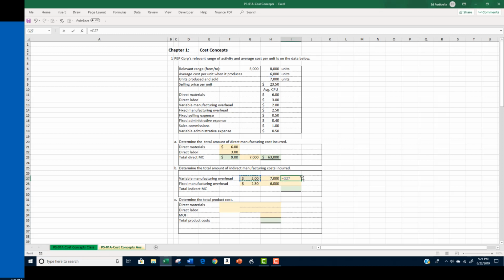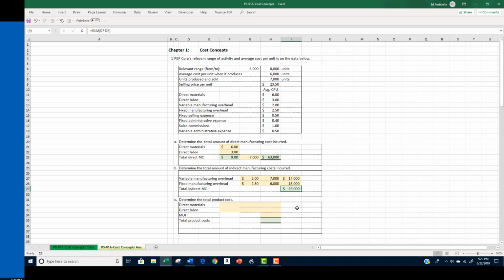Since indirect manufacturing costs are a mixed cost, we need to determine the variable manufacturing overhead and add it to the fixed manufacturing overhead. Variable manufacturing overhead is $2 per unit times 7,000 units produced for a total of $14,000. Fixed manufacturing overhead is $2.50 per unit multiplied by the 6,000 units it was based on for a total of $15,000. Solving the problem requires that we add the variable manufacturing overhead of $14,000 to the fixed manufacturing overhead of $15,000 to get a total indirect manufacturing cost of $29,000.